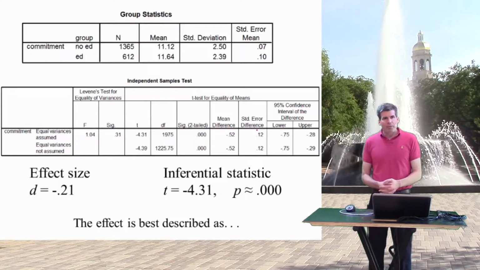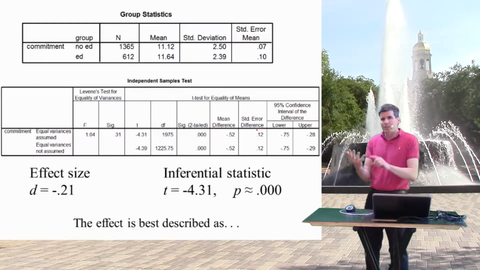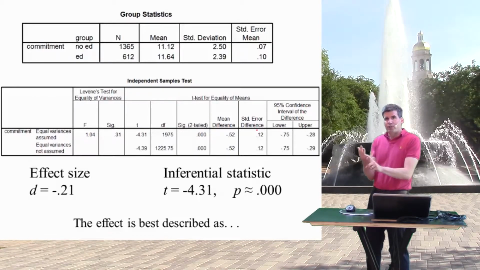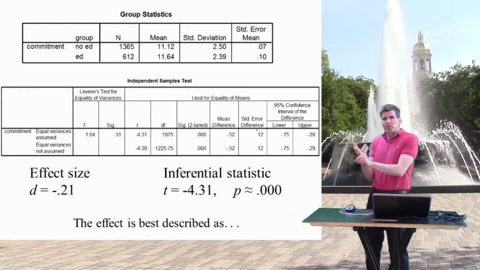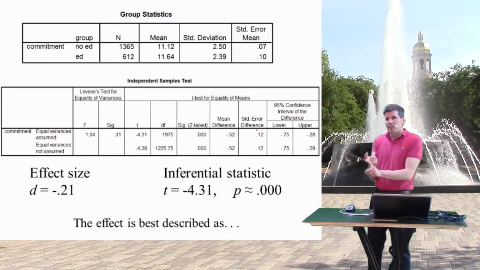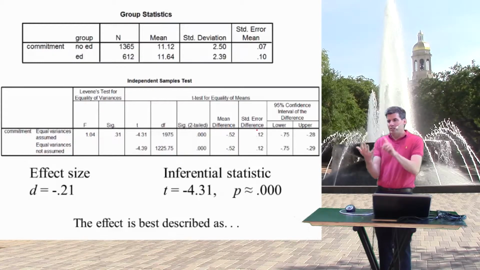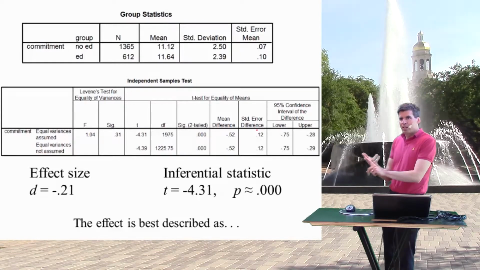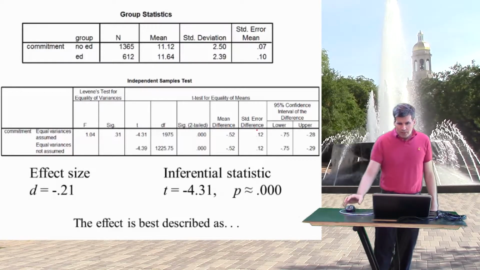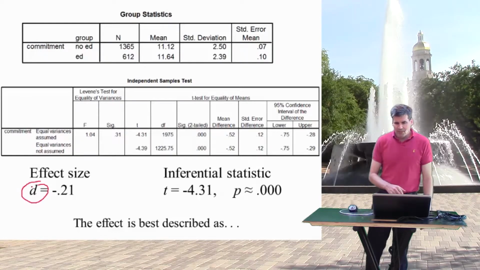When you answer this type of question, what I want you to do is give me five pieces of information. Give me the name of the statistic for an effect size, and give me a value for the effect size. Then give me the name of the statistic you're going to use to do an inferential statistic, and the value you get for that statistic, and then the p-value you get for your inferential statistic. So five things: the name of the effect size, the value for the effect size, the name of the inferential statistic, the value, and the p-value. In this case, the name of the effect size is the D statistic.